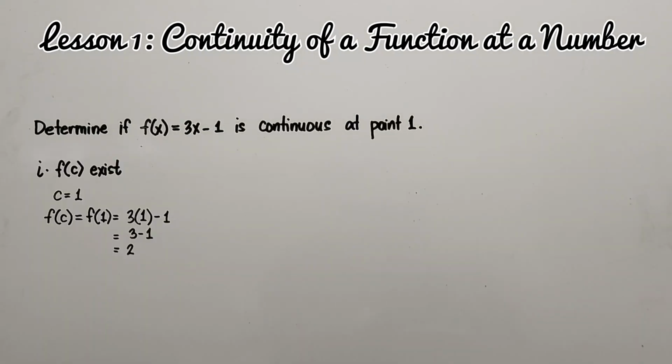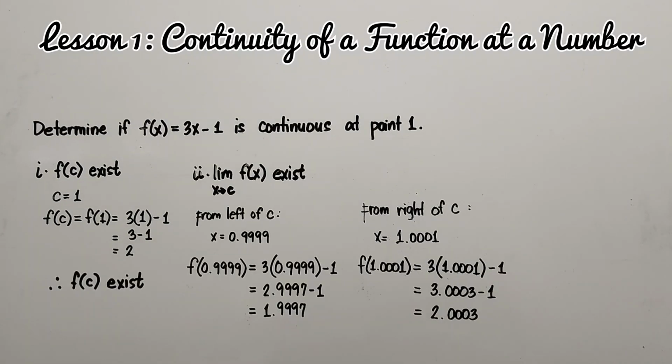For the first condition, that f(c) exists, we will use c = 1 since the given point is 1. By substituting the value of x in our function, we have 3 times 1 minus 1, and that is equal to 2. Therefore, f(c) exists. For the second condition, that the limit of f(x) as x approaches c exists, we will be assigning a certain number from the left of c and from the right of c.